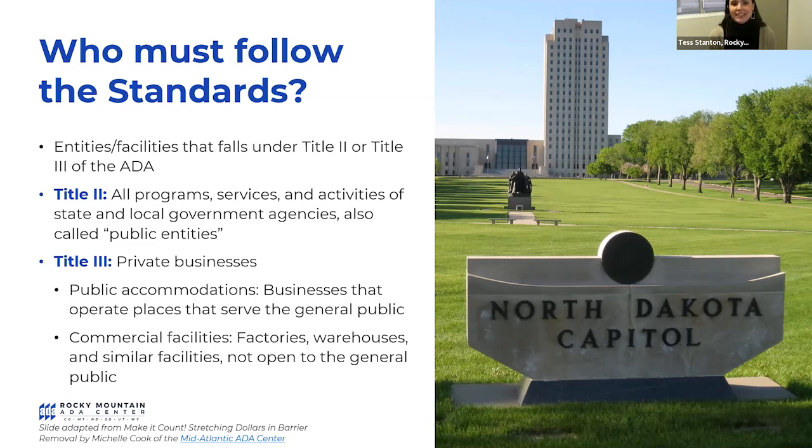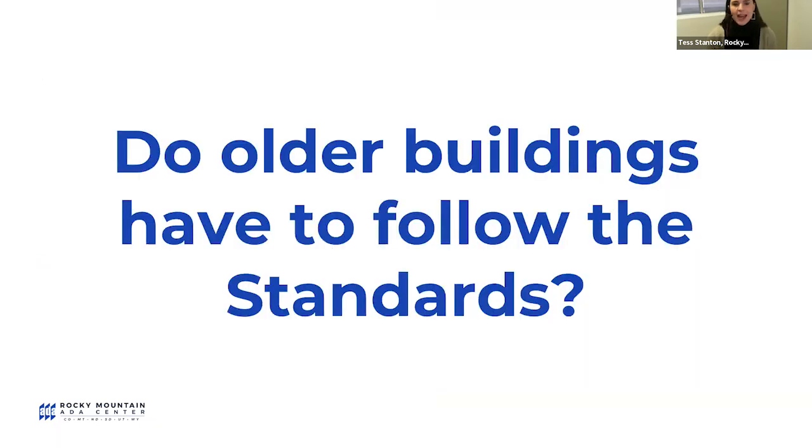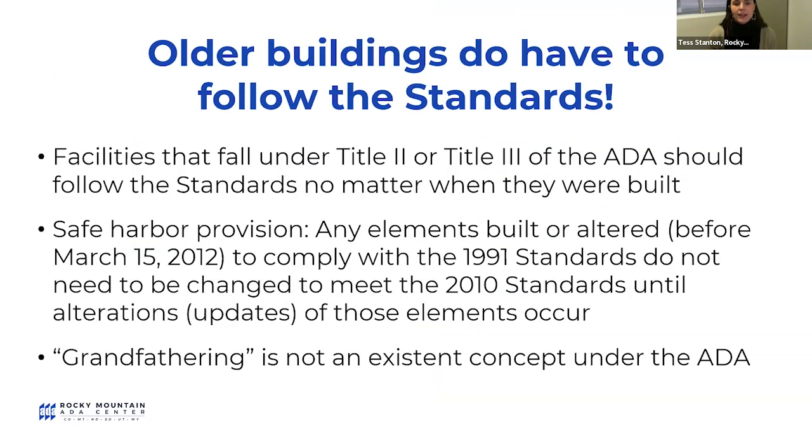So it's likely that if you work for or represent a place that serves the public, you would fall under Title II or Title III of the ADA. Now, the ADA was signed into law in 1990, and then the standards were published in 2010. The currently used standards were published in 2010. So, what about buildings that predate the ADA? Do they have to follow the standards? The answer is yes, older buildings do have to follow the standards.